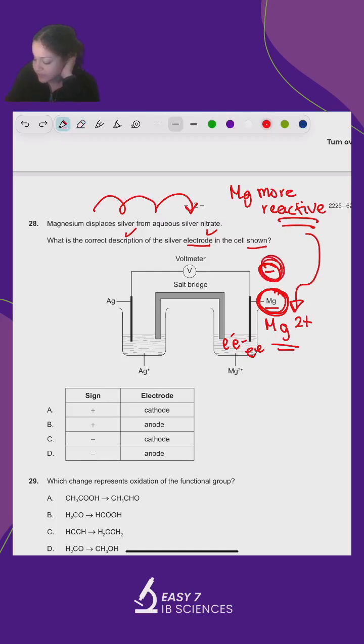That's my negative electrode. This has to be my positive electrode, because my silver, even though it's also a metal, it's weaker. It's being displaced. It's so weak. So therefore, that's why it's going to do what metals hate to do. What do metals hate to do? Gain electrons. Therefore, silver is going to gain electrons. And as it gains electrons, that means it's going to be my positive electrode, because that's the one that electrons are going to be attracted to.